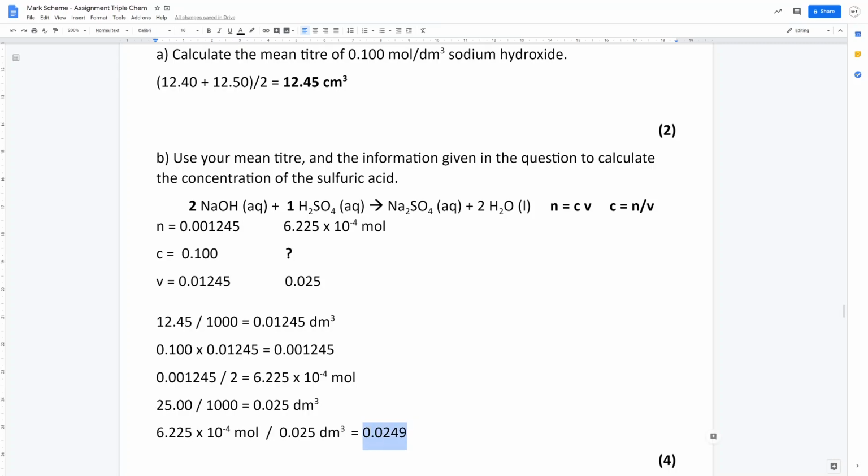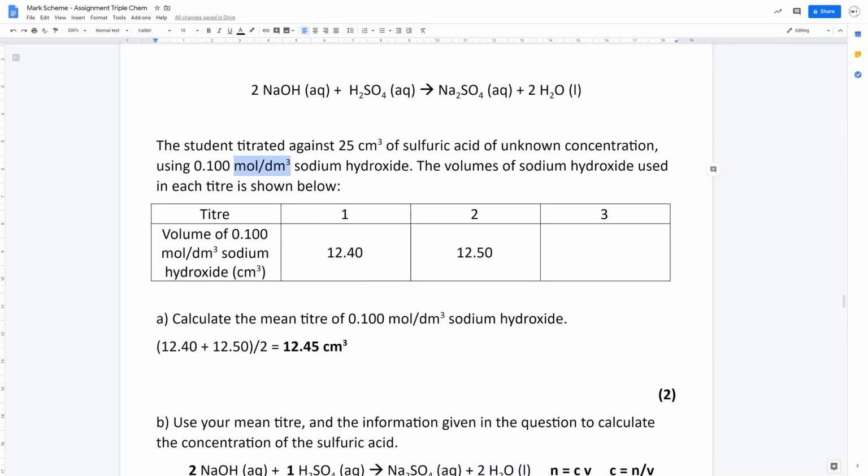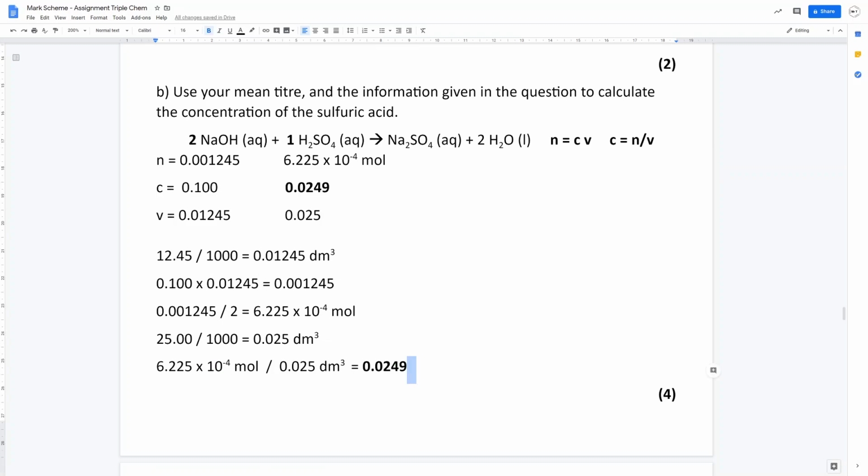Okay, so that number there is this number here, that concentration. 0.0249. Right, because it's a concentration, we do need to give units for this. And if we look earlier to what the units for concentration were, they were moles per decimetre cubed. So I'm going to include that same unit there for the concentration.